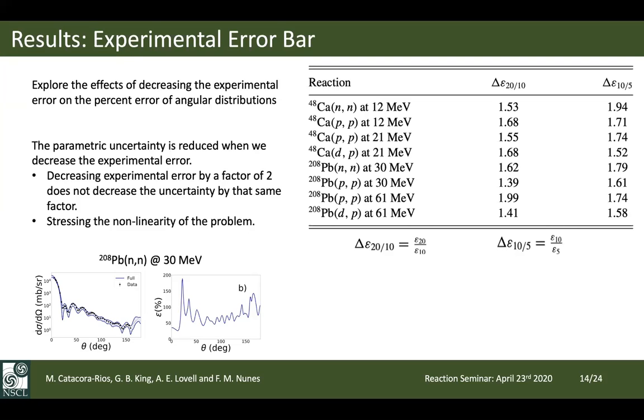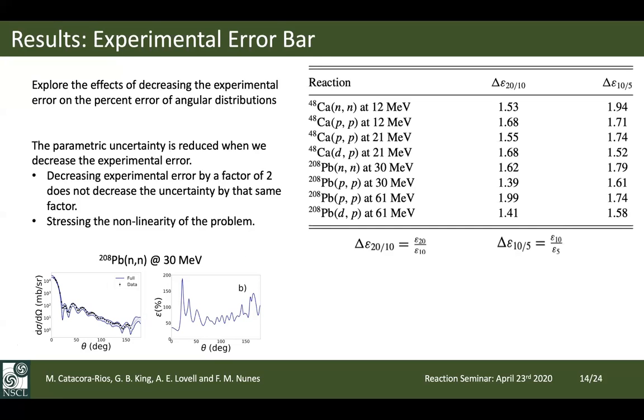To do this, we will average the percent uncertainty at each angle of the error plot. So for example, for this 208 lead neutron case at 30 MeV and 10% assigned error, we will average the 95% confidence band error plot over all the angles, and then call this number epsilon 10. And by taking the ratio of these averages over the different assigned errors that we will introduce, 5%, 10%, and 20%, we can see how much the parametric uncertainty is reduced when we decrease the assigned error.